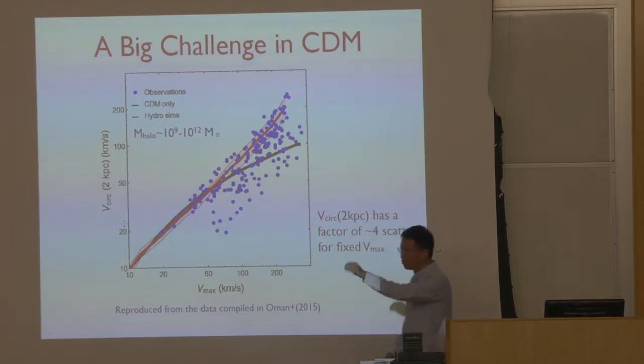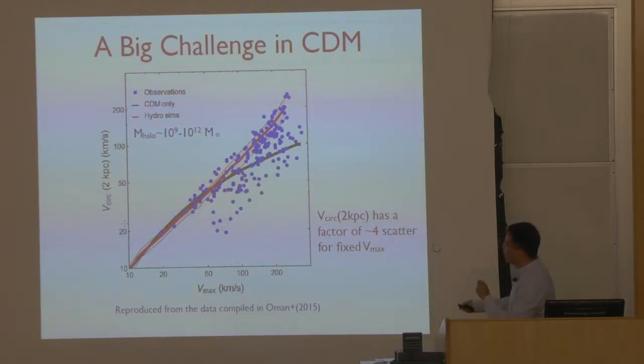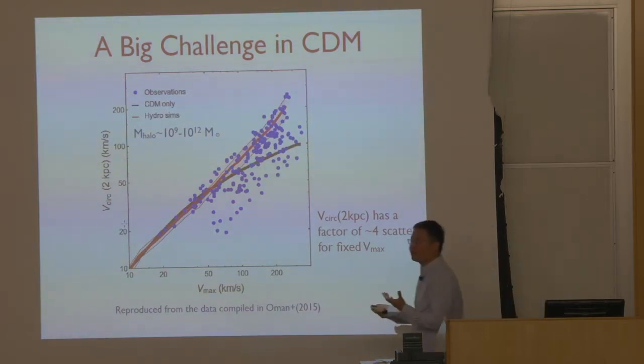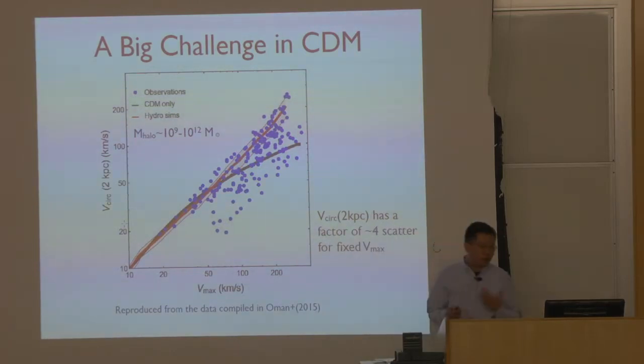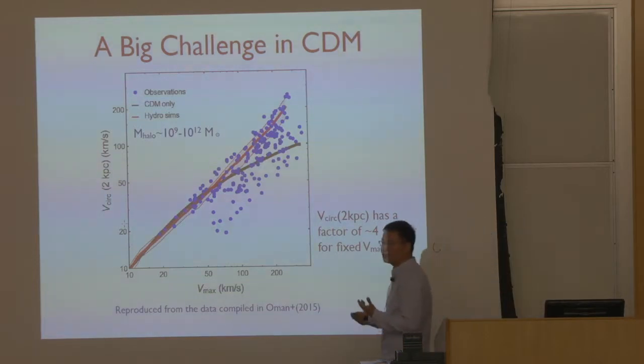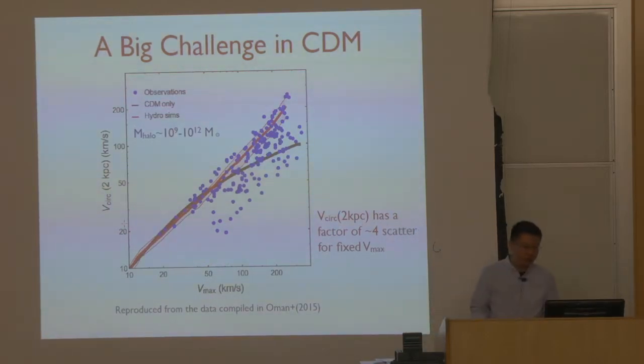For each galaxy, you pick a point in this plane. And you look at the spread. The blue points are from observation, and this is the mean value. This is lambda CDM without baryons, and if you include baryons in this particular simulation, you get this. The problem is that you have to explain the scatter. Why is there such a big spread? Or if you don't explain it, you have to accommodate the spread in observations, right? So that is a challenge. It's a big challenge in CDM.